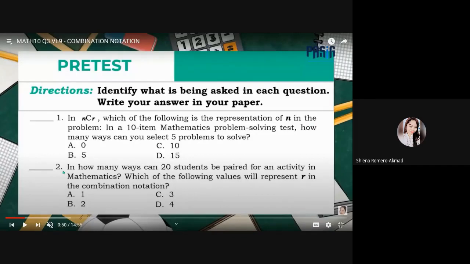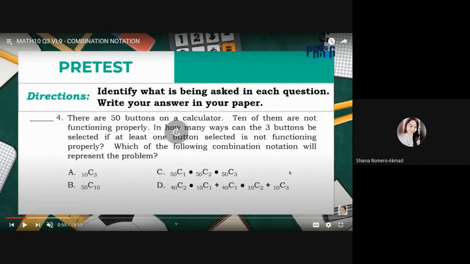Okay? Number 2. In how many ways can 20 students be paired for an activity in mathematics? In which of the following values represent R in the combination notation? Letter B, 2. Because, remember, kaya sinabing pair, kasi dalawa kayo. Okay, kaya 2 yung R natin.